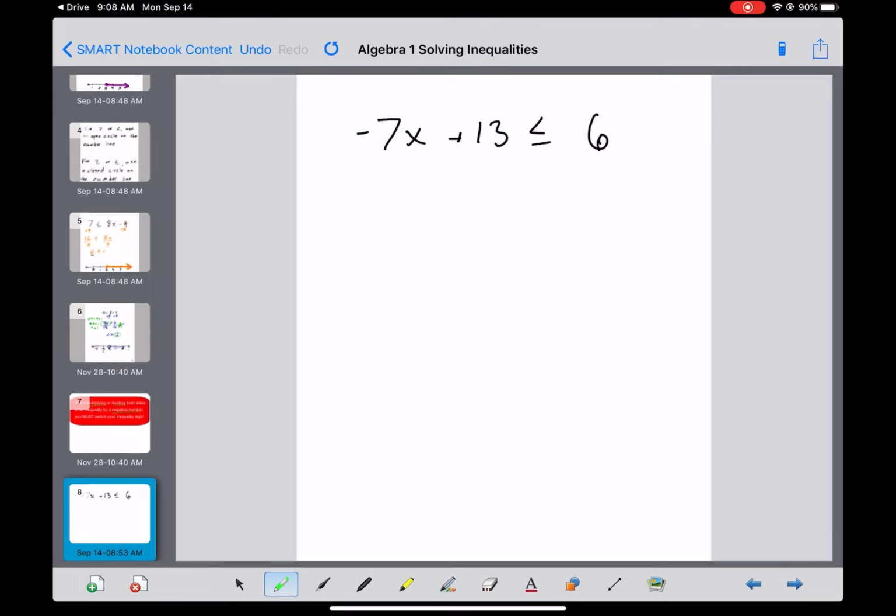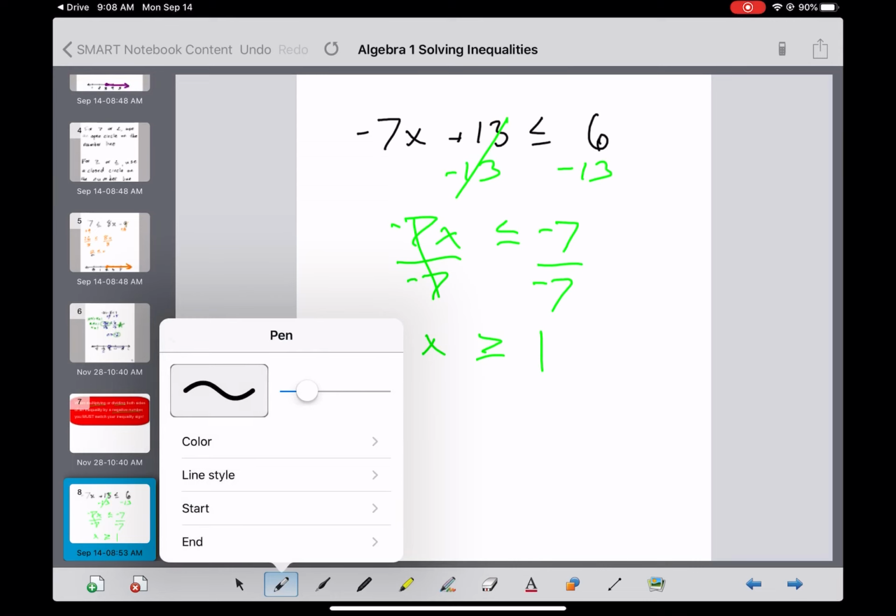So if we have negative 7x plus 13 is less than or equal to 6. We would start solving by subtracting 13 on both sides. That would give us negative 7x is less than or equal to negative 7. Divide both sides by negative 7 to get x by itself. And then what's going on here? We're changing this from a negative 7 to a positive 1, because negative 7 divided by itself is 1. So because we divided both sides by a negative, that inequality symbol needs to flip around. It needs to change from a less than or equal to, to a greater than or equal to.